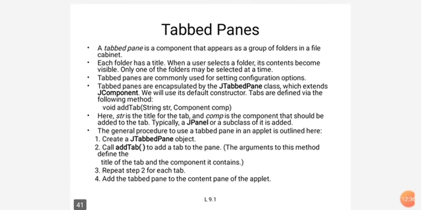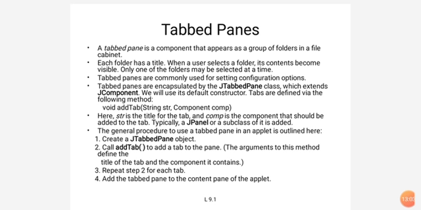Next one is the tabbed panes. A tabbed pane is a component that appears as a group of folders in a file cabinet. Before that, we had lists of items. In combo box and radio buttons, lists of options are there. In radio buttons, we can select only one. Here in a tabbed pane, it contains a group of folders, not only a single element.